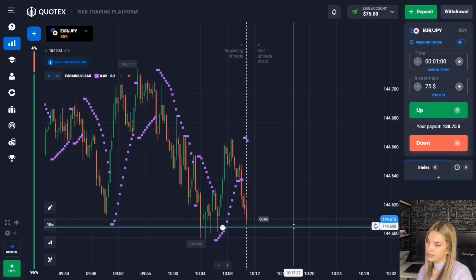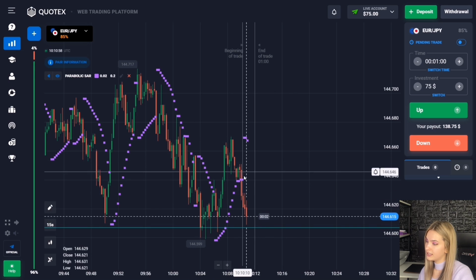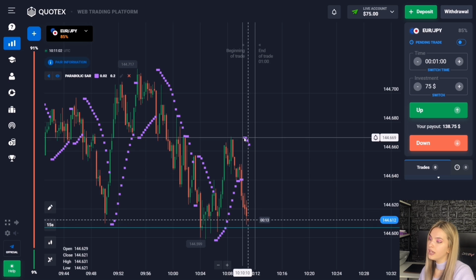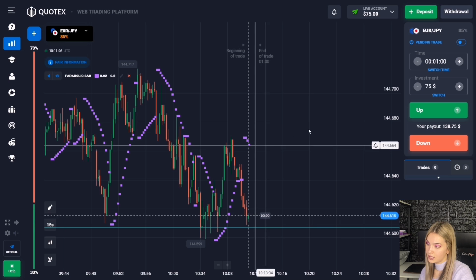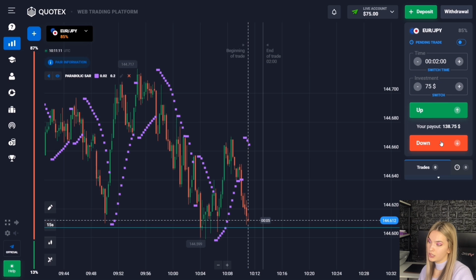We have a support level down here. We also see that at the moment the price is confidently approaching our level. The points are also formed above the graph. This situation tells us that in the near future the price will move down, and in such a situation we'll open a deal for 2 minutes to go down. The price has an excellent potential for going down.